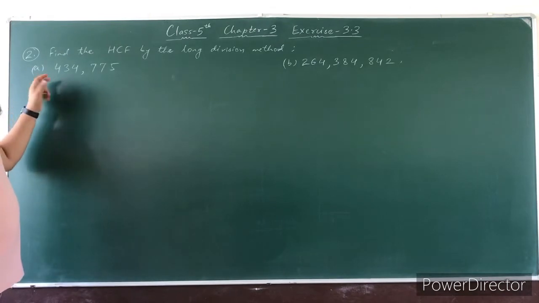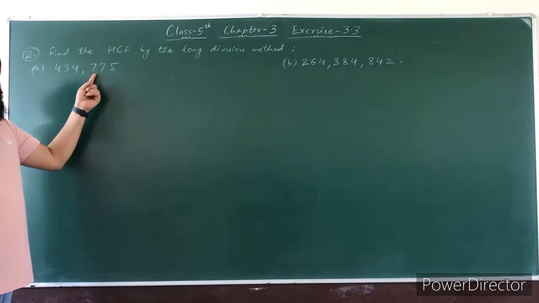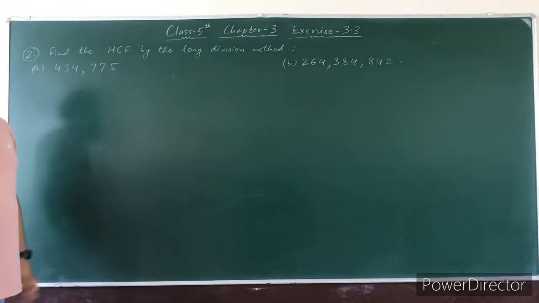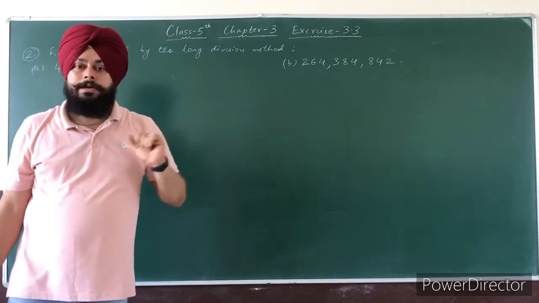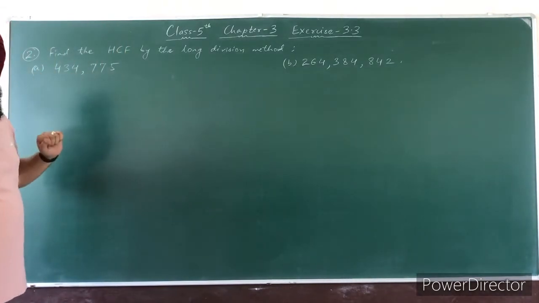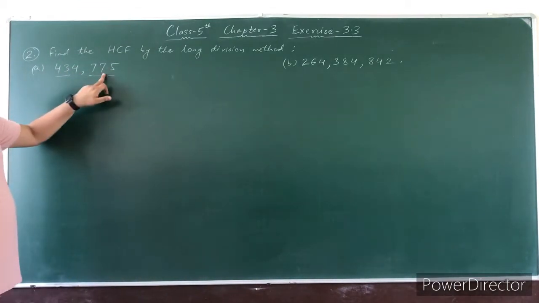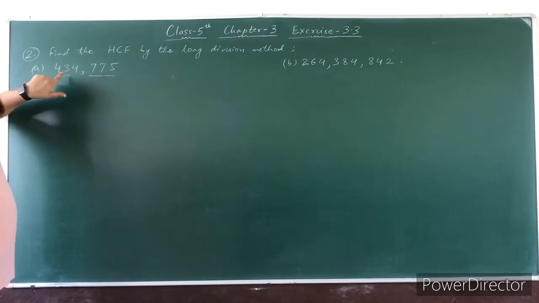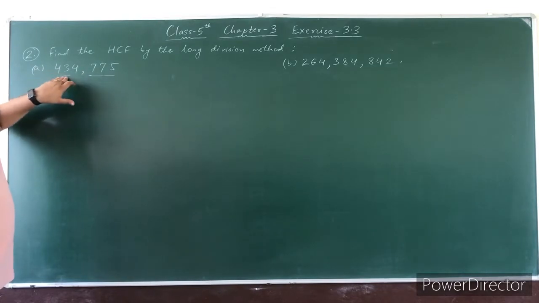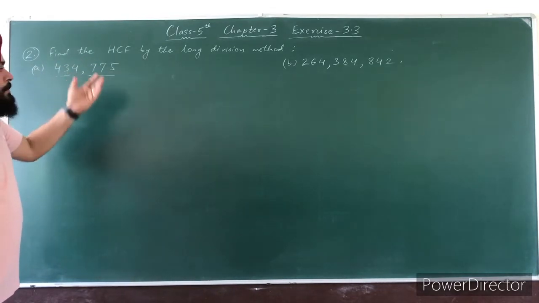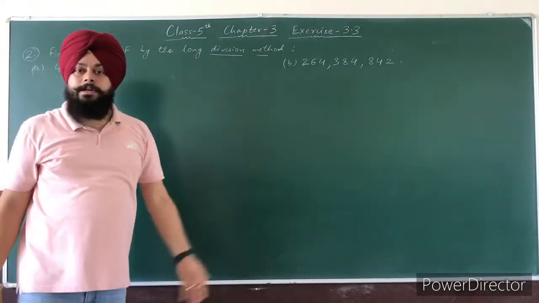In the first A part there are two numbers. The first one is 434 and the second number is 775. So we have to find their HCF. HCF means highest common factor of both of these numbers. Between these two numbers, which one is smallest? Smallest is 434. So you will take this number as divisor, because the name of this method is long division method. Division means we have to divide here.